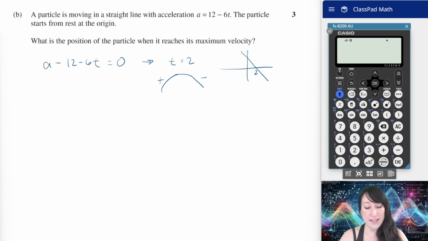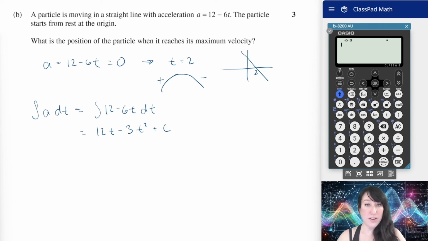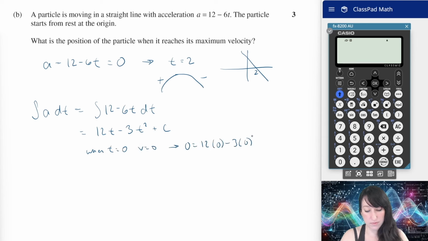Now we can get the velocity by integrating the acceleration with respect to time. Now the particle starts at rest. So when t is 0, v is 0. So c is 0 in this case. I might label that as c1 because later we might have another.